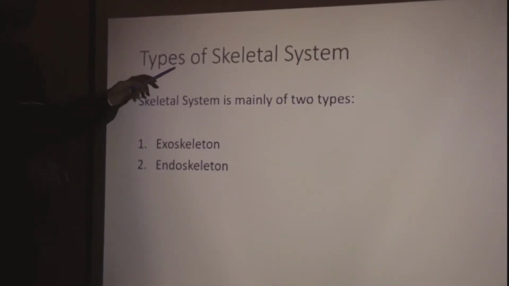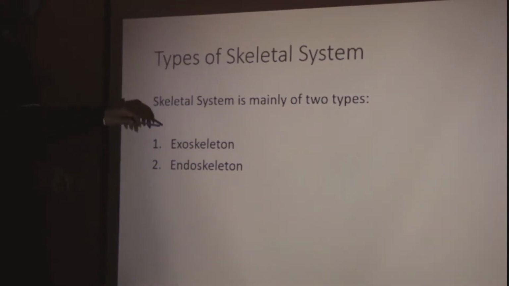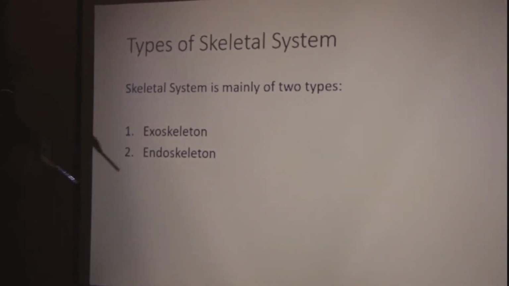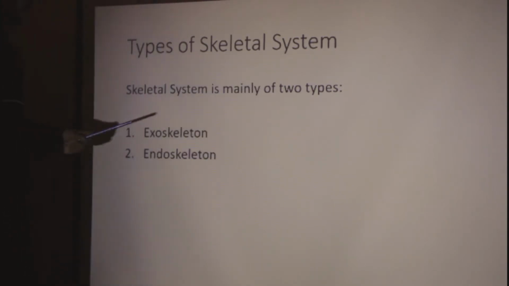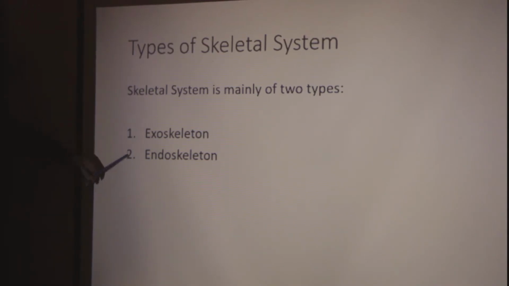In my previous slide, I discussed the parts of the skeletal system. Now I will talk about the types of the skeletal system. The skeletal system is basically of two types. One is the exoskeleton, another is the endoskeleton.